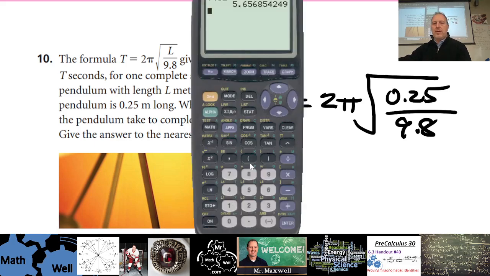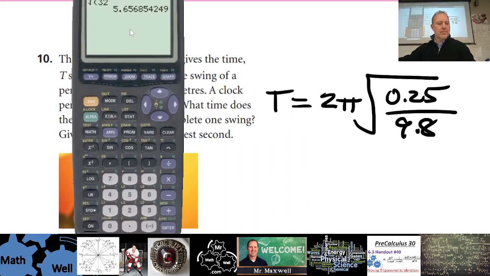So let me do that real quick for you. Okay, so 2 pi, let me just clear this. 2 pi. Now, you have to be careful here because this is the square root of this whole thing here. So times the square root, so you don't have to put times, you can just do square root. If you just line up like this, your calculator assumes you're multiplying everything. And then make sure that inside these brackets you put 0.25 divided by 9.8. Okay, the whole thing inside the root.